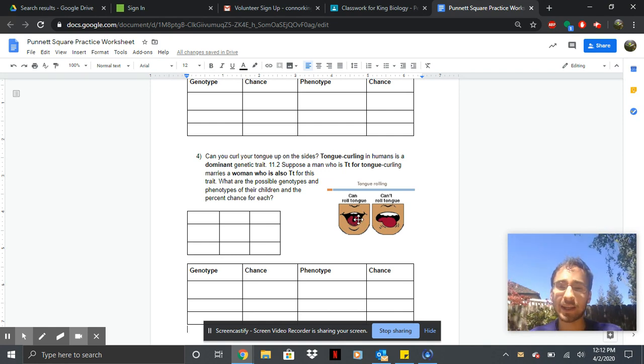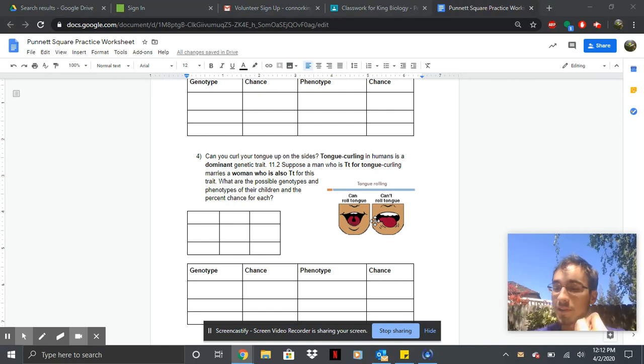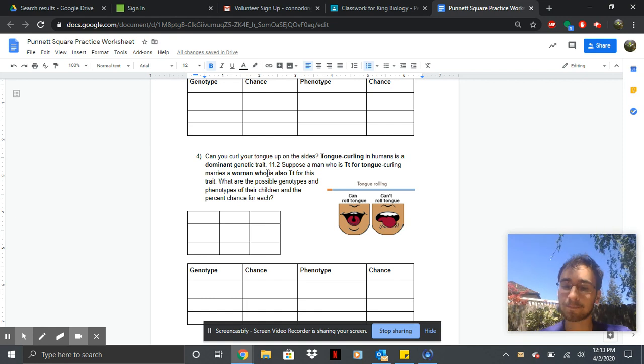Okay, so that is all for today. This is an important skill. It's pretty cool. You can determine what certain traits you're going to have. It's very important for genetics counselors too, because based on your family's history, you can figure out what diseases are going to be passed on.